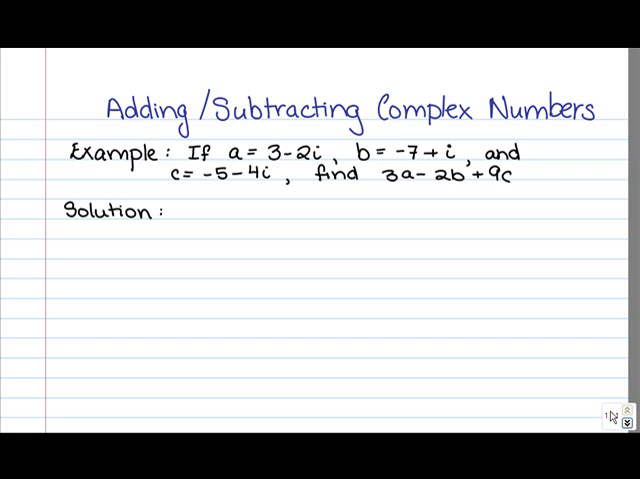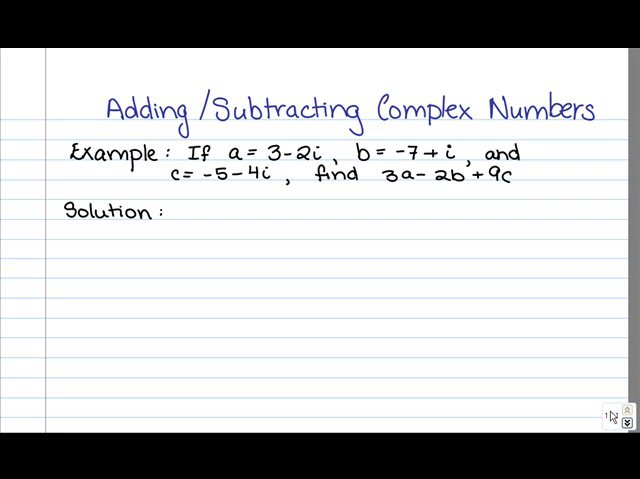In this video, we're going to have a look at an example of adding and subtracting complex numbers. So here specifically, we're given three different complex numbers: a, which is 3 minus 2i, b, which is negative 7 plus i, and c, which is negative 5 minus 4i. And we're asked to find 3a minus 2b plus 9c. First of all, go ahead and try this problem on your own, and then we'll take it up together.